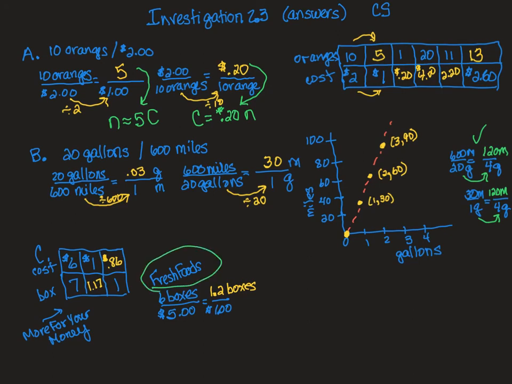Okay, at Fresh Foods, I can get 1.2 boxes for $1. And at More for Your Money, I can only get 1.17 boxes for $1. So go back and check your work. It's a kind of a fun problem, and it's certainly something we do when we go shopping every day. We're always looking for the best buy. Okay, good job.